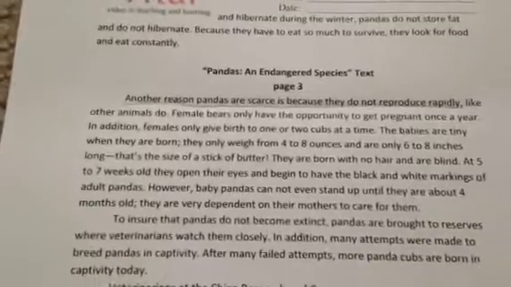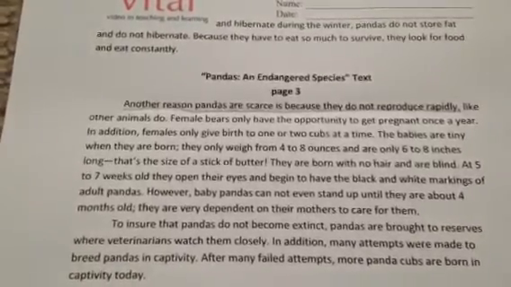Now we need to explain this piece of evidence right here. So it's important when we explain that our evidence explains why this piece of text supports our answer, that the panda population is getting smaller. So, if we reread our evidence, another reason pandas are scarce is because they do not reproduce rapidly. So reproduce means to have babies. So I'm going to use a sentence starter. I'm going to say, this proves that the population is decreasing. So we're going to start with that.